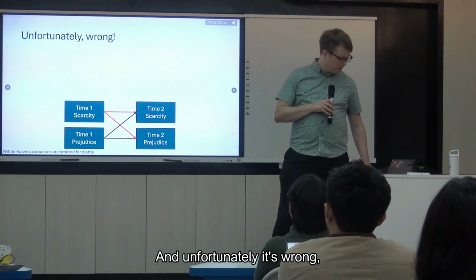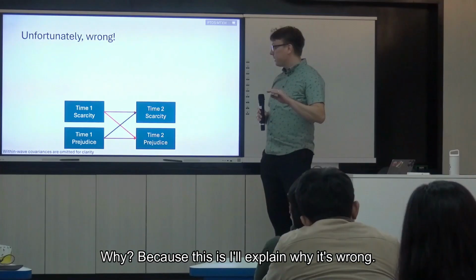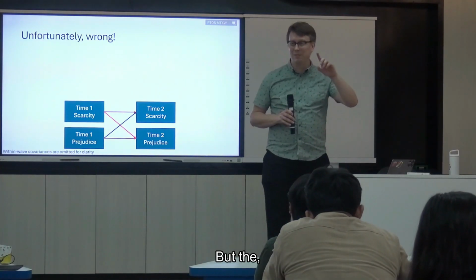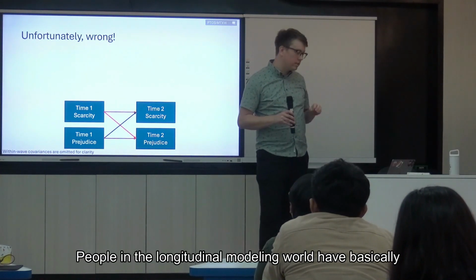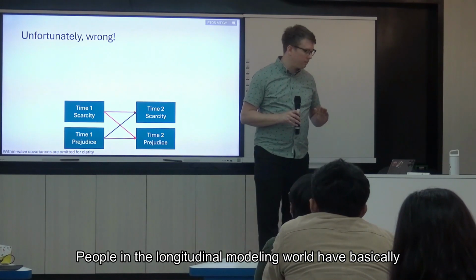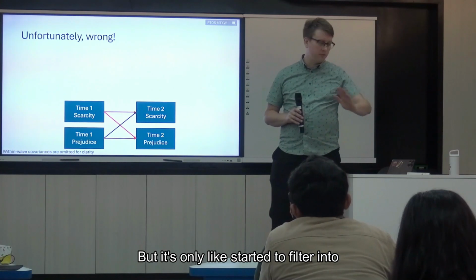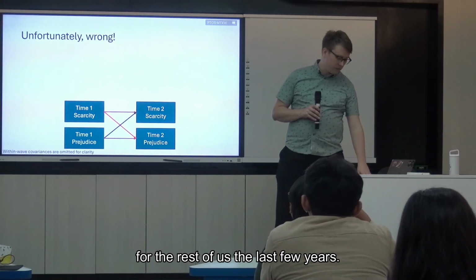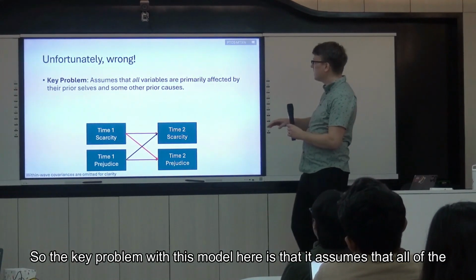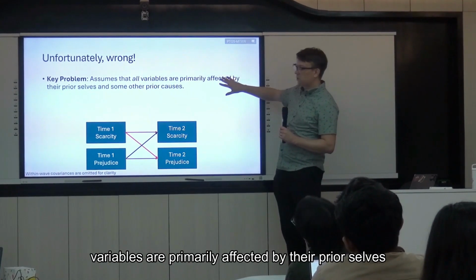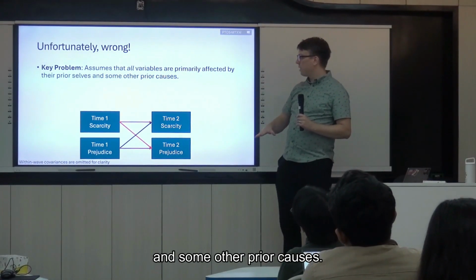And unfortunately, it's wrong. Which sucks, actually. I'll explain why it's wrong, don't worry. It's really unfortunate, but people in the longitudinal modeling world have basically figured this out probably 9 years ago now, but it's only started to filter into the rest of us in the last few years. So the key problem with this model is that it assumes that all of the variables are primarily affected by their prior selves and some other prior causes.